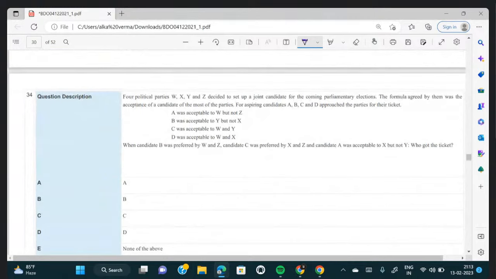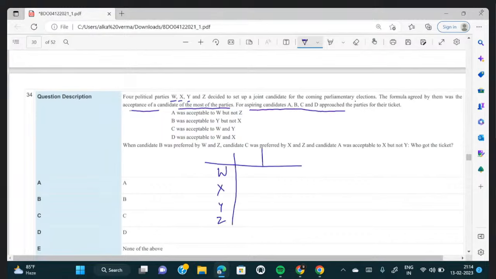Question number 34. 34 is also a type of puzzle. What is given? 4 political parties W, X, Y, and Z are decided to set up a joint candidate for the coming parliamentary election. The formula agreed by them was the acceptance of a candidate by most of the parties. That means whoever candidate is accepted by most of the parties, he will get the ticket. So for that, A, B, C, D, 4 people approach for the ticket. So we will write like this: political parties W, X, Y, and Z, and who are the 4 people?